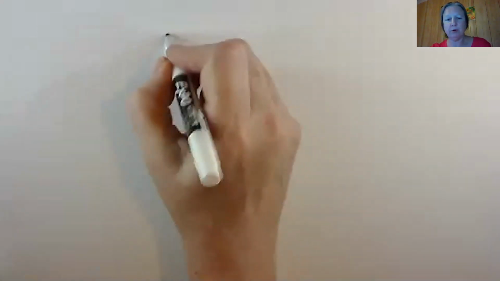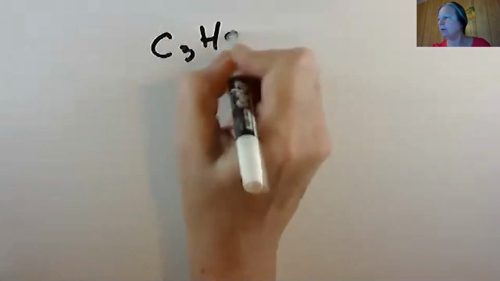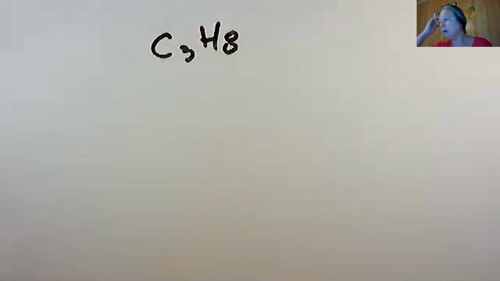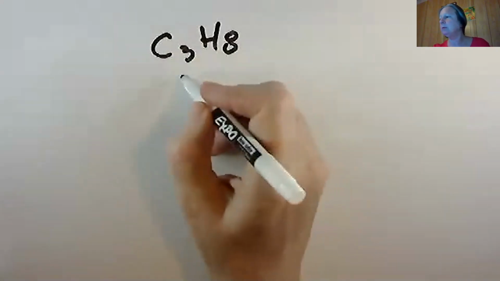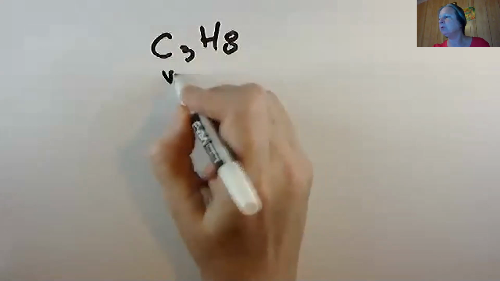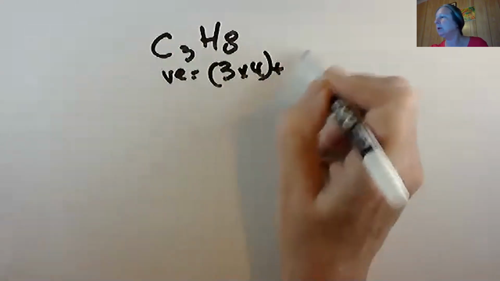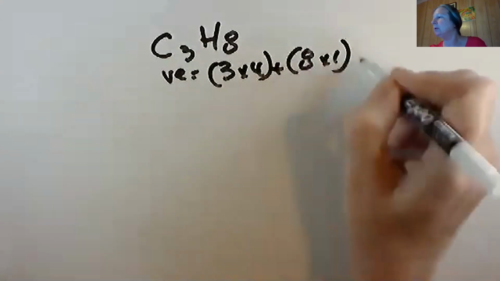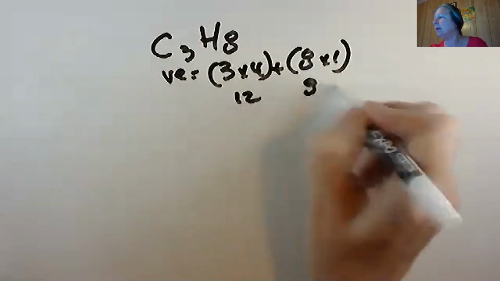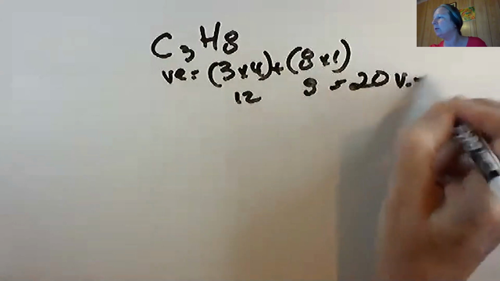All right, so another example. What about 3 carbons? So C3H8. Again, you have to start with Lewis. Valence electrons, we have 3 times 4 for carbon, plus 8 times 1 for hydrogen. So this is 12 and 8, that's 20 valence electrons.